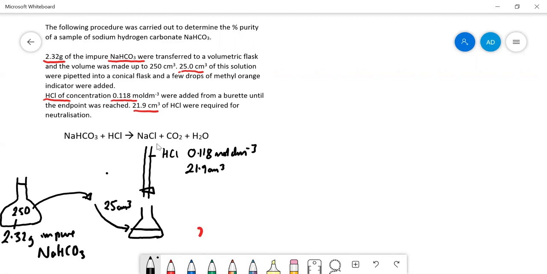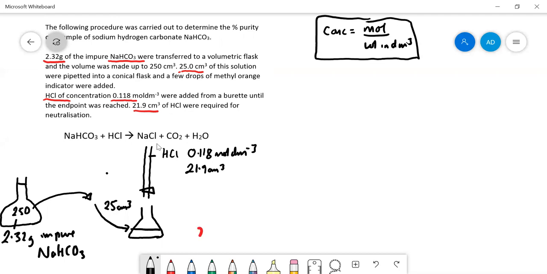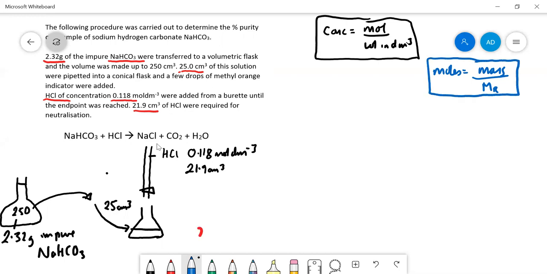Now, the two equations we're going to use again are concentration is equal to moles over volume in dm cubed, and moles is equal to mass over MR. Let's just work out the MR of the sodium hydrogen carbonate. This has got an MR of 23 plus 1 plus 12 plus 3 times 16, which is equal to 84.